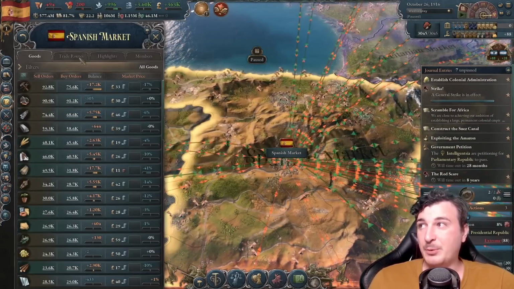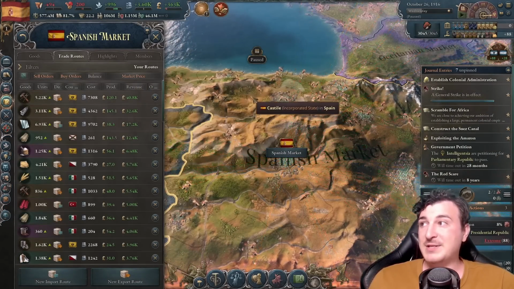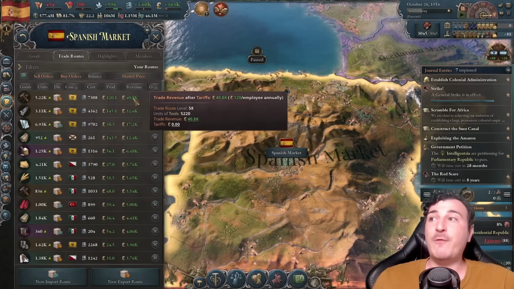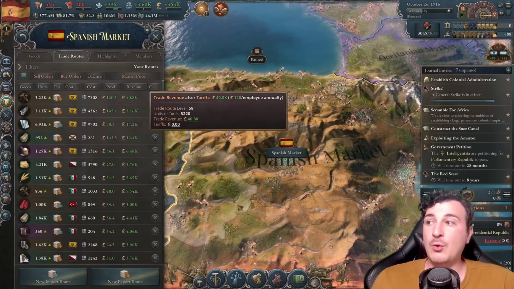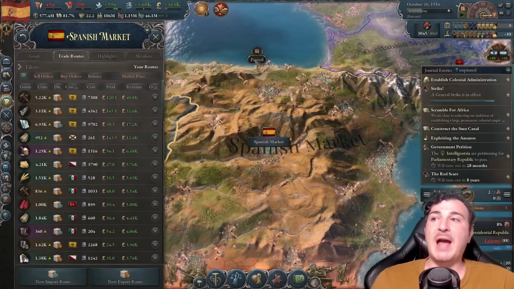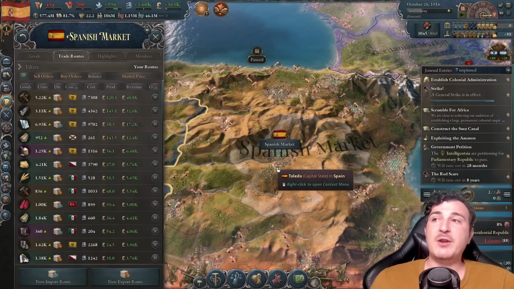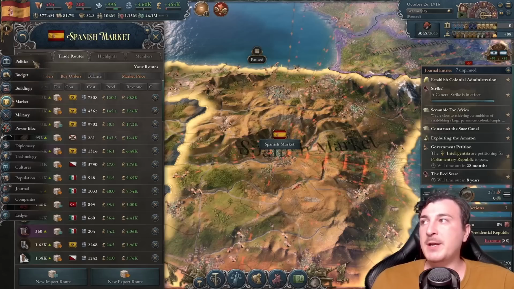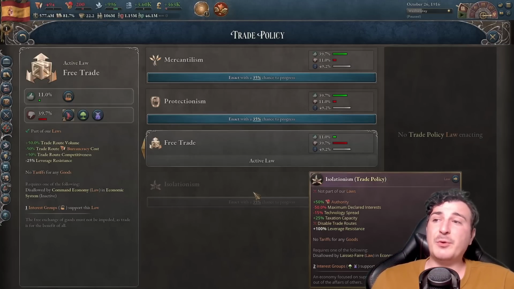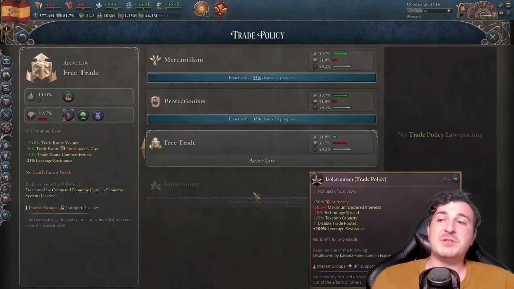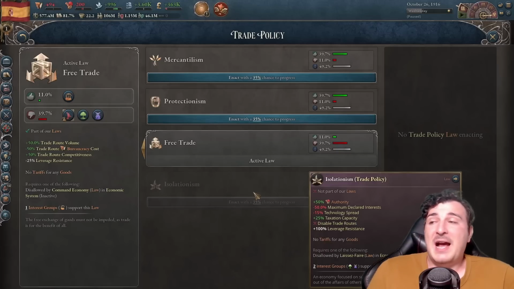So let me give you an example. If we go to our trade routes right now, we have, for example, one of our trade routes with the Russians for tools. We get 40,000 from that alone, and the more trade routes you have, the more money you get, of course. So if you like to rely on trade a lot, free trade or protectionism is the way, in my opinion. Isolationism does give a lot of authority points, but it gives technology spread reduction, and it disables trade routes. So unless you're a masochist, I don't know what to tell you.